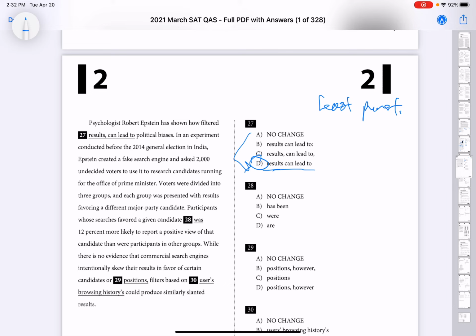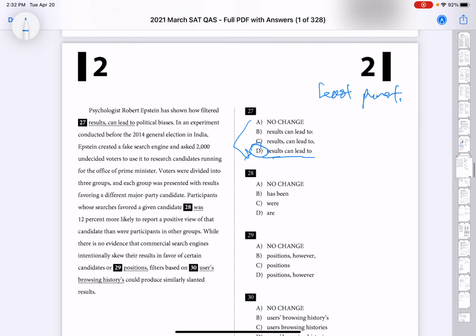And if you feel like there should be a pause somewhere, that's what most of my students tell me. There has to be a pause somewhere. Isn't there something that we can do with a comma? I would say most of the time, if you feel like there should be a pause, but there's an answer with no comma there, I would pick the answer with no commas. So let's see. Psychologist Robert Epstein has shown how filter results... What did the filter results do? The results can lead to political biases. There should be no punctuation there. So the answer for 27 should be D.